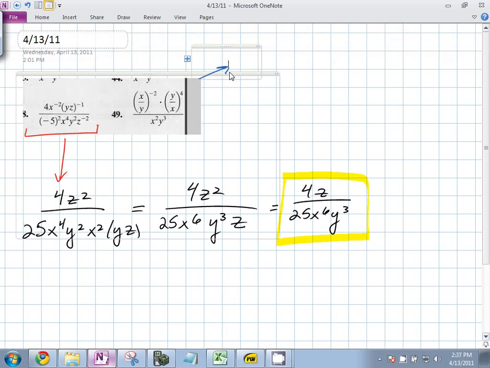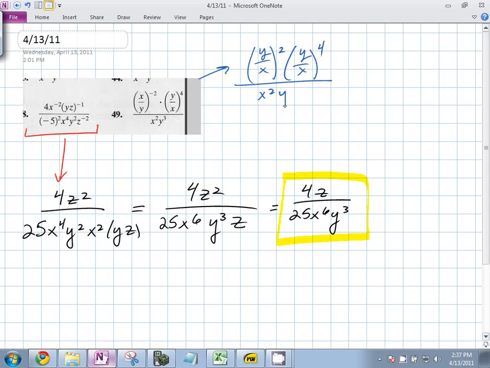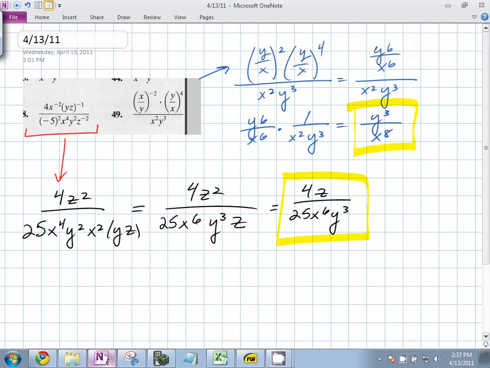Not much. Yeah, double fractions. You don't really like it too much, but get rid of that negative by flipping. So you get y over x squared, y over x to the fourth. You can add them up. So y to the 6th, all over x squared y cubed. So that's going to be y to the 6th x to the 6th times 1 over y cubed. Yes, that is correct. Absolutely. Good.